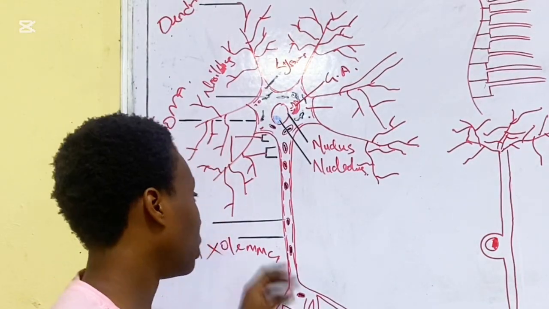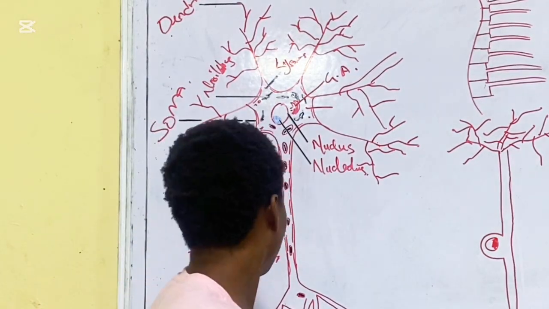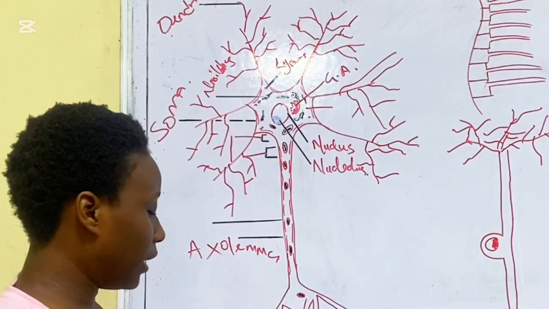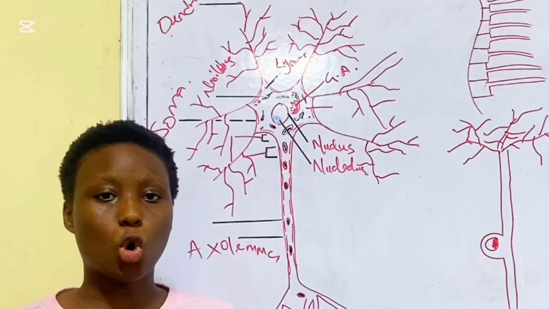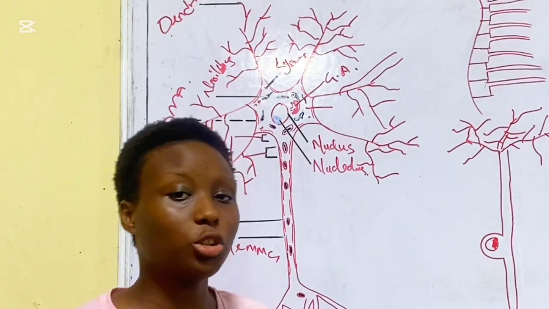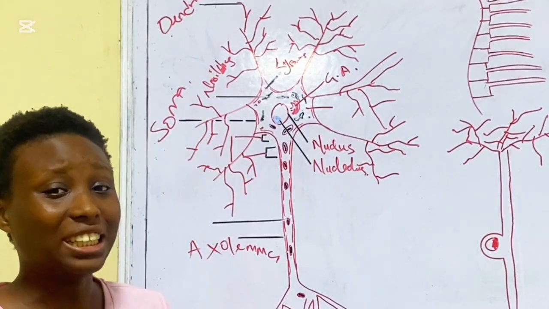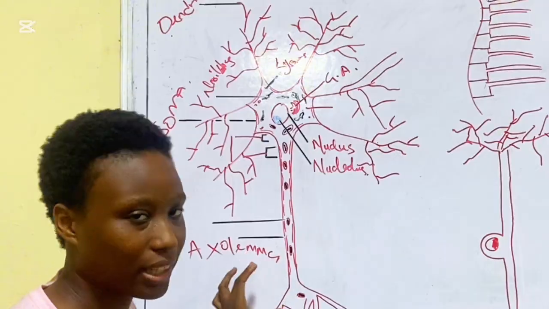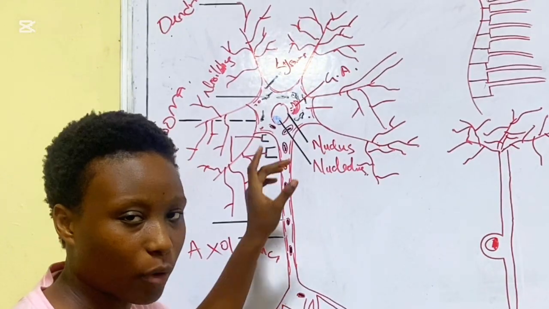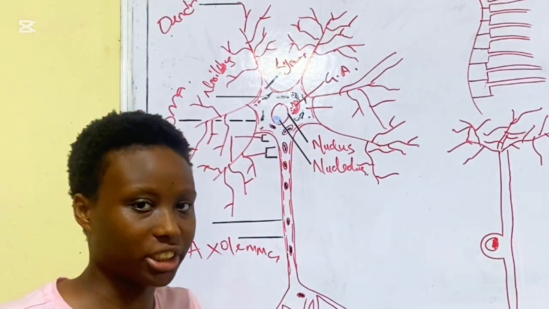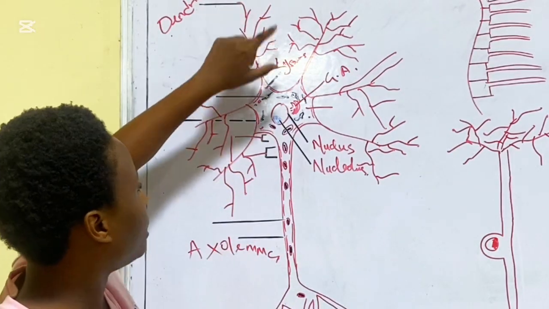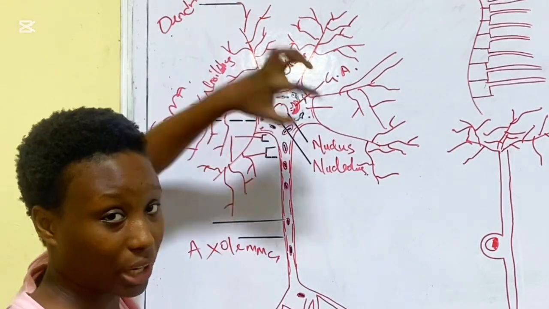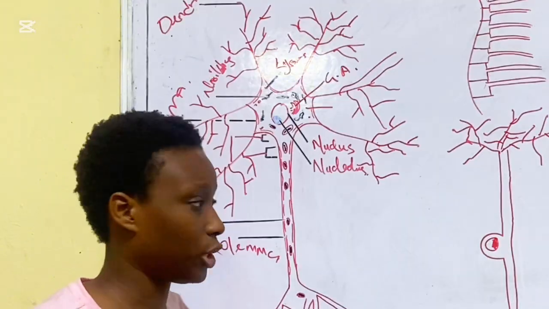Now, let's move to the axon of the nerve cell. The axon is also a type of neurite. Remember, neurites are processes that come out of the cell membrane. It's just that the axon is longer than the dendrites, and it functions in the generation of an action potential.